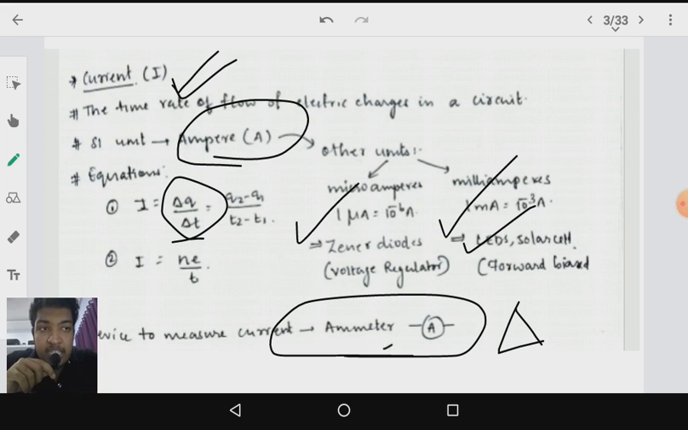The symbol for an ammeter is represented below. We will just put a circle, and inside the circle we will write an A. So these are the basic concepts of current. The unit of current is ampere, and current is denoted by the symbol I.